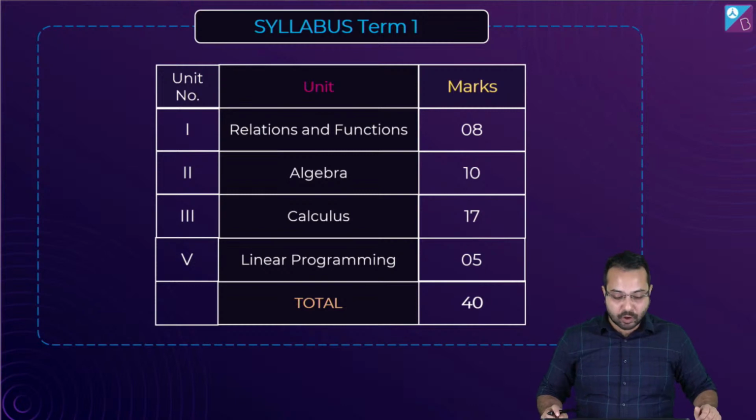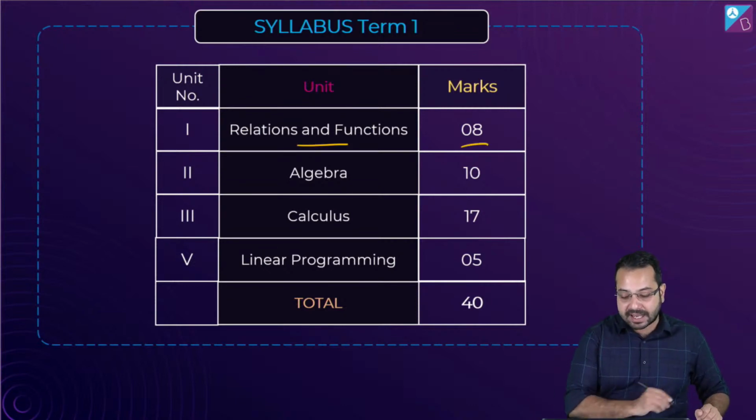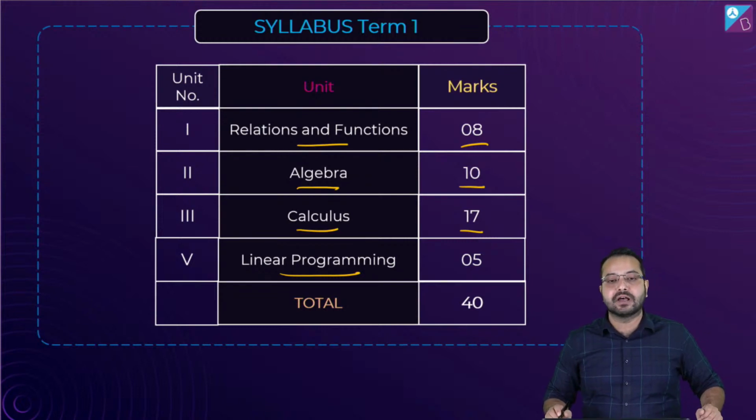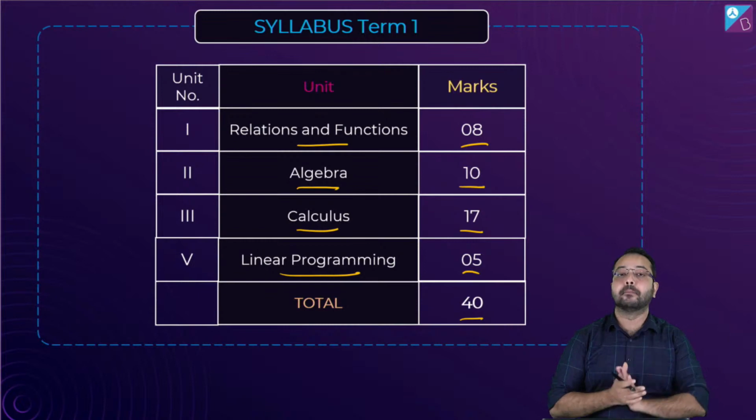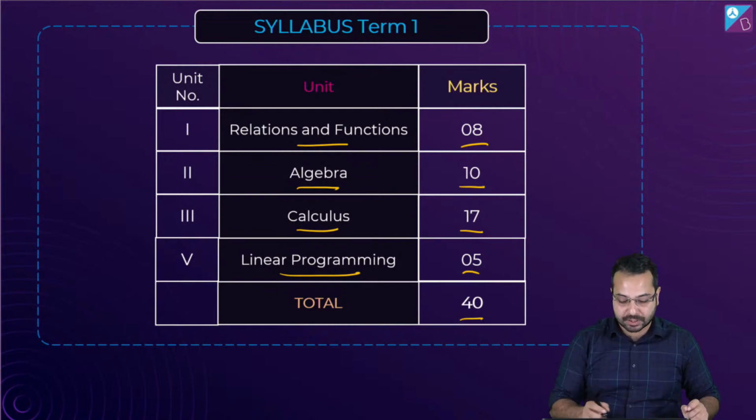Okay, so if we talk about the Term 1 syllabus, then relations and functions has 8 marks, algebra has a weightage of 10 marks, calculus has a weightage of 17 marks, and linear programming has a weightage of 5 marks. Okay, so that makes a total of 40 marks. Correct? So that is for Term 1.